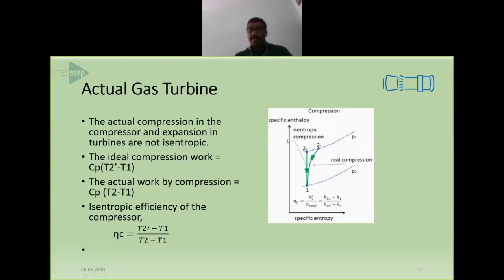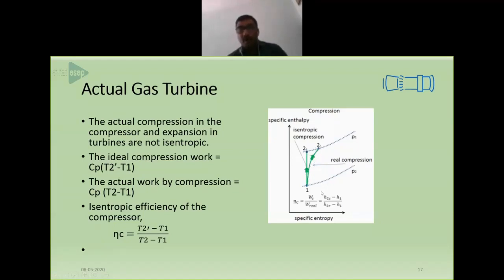Here you can see the HS diagram. You have studied the HS diagram in your thermal engineering initially. This is the specific enthalpy and this is the specific entropy. Here 1 to 2 dash, written as 2s, but you consider it as 2 dash because in the equations I have given 2 dash. So 1 to 2 dash is an isentropic process, but actually it will be 1 to 2.